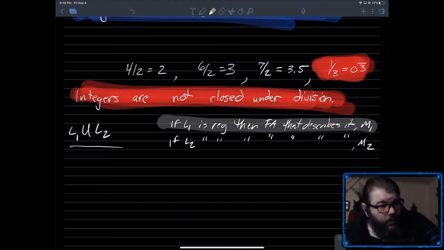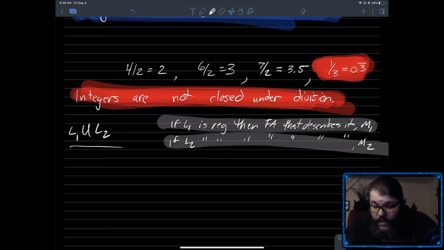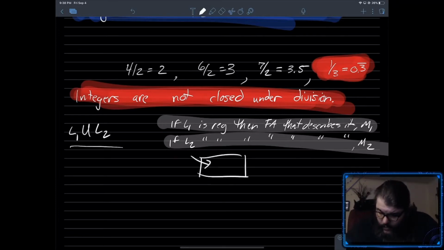If L1 is regular, then there's a finite automata that describes it. That finite automata, let's call it machine 1. If language 2 is regular, then there's some finite automata that describes it. Let's call that machine M2. So these machines have some start state. They might have some accept states in them. You know, they're just cool machines.